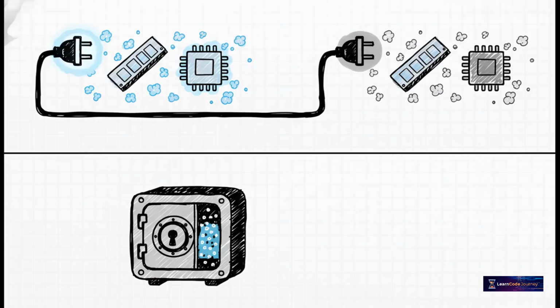But, and this is a huge but, there's a catch. All of that super fast memory, the RAM, the cache, the registers, it's all volatile. That means if you cut the power, poof, everything in it is gone. Only the hard drive is non-volatile. It's like a fireproof safe that keeps your data secure even when the computer is off.